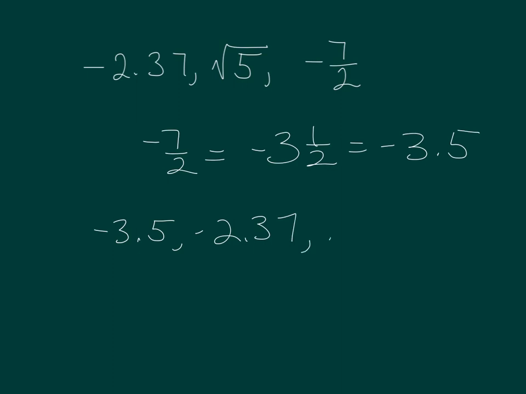So I'll rewrite negative 7/2 as negative 3 1/2, which is the same thing as negative 3.5. Okay, well, negative 3.5 is less than negative 2.37. And then, of course, the square root of 5 must come next. And I don't even need to know what that number is. I know it's next because it's the only positive number.